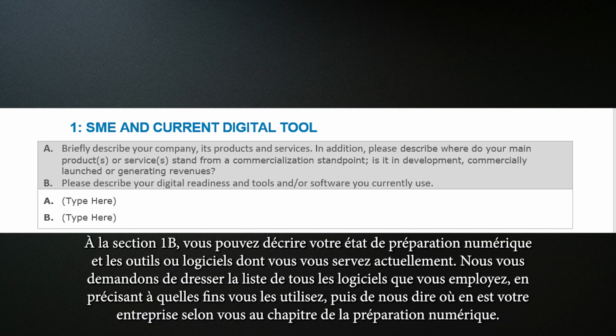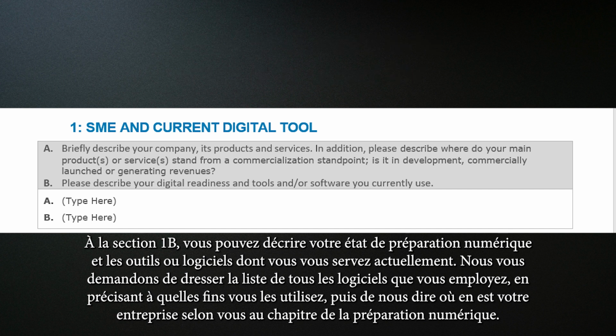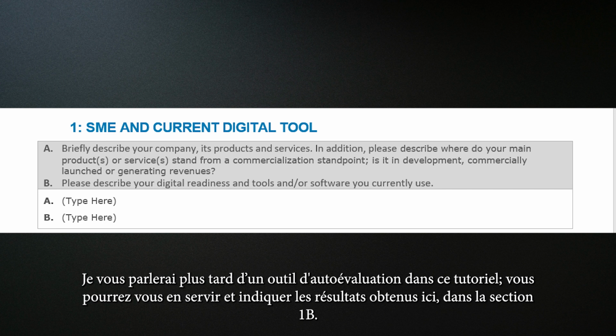In 1B, you can describe your digital readiness and the tools or software you currently use. What we want to see there is a list of all the software that you currently use and what you use it for. And then finally, we want you to tell us how ready from a digital standpoint you feel your company is. There is a self-assessment tool that I'll point out later in this tutorial where you can do a self-assessment and you can put the results there in 1B.